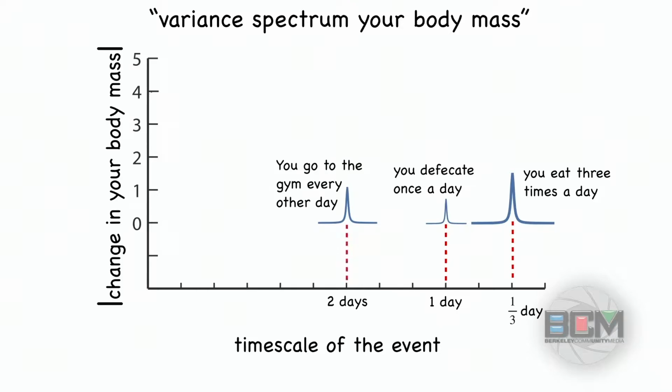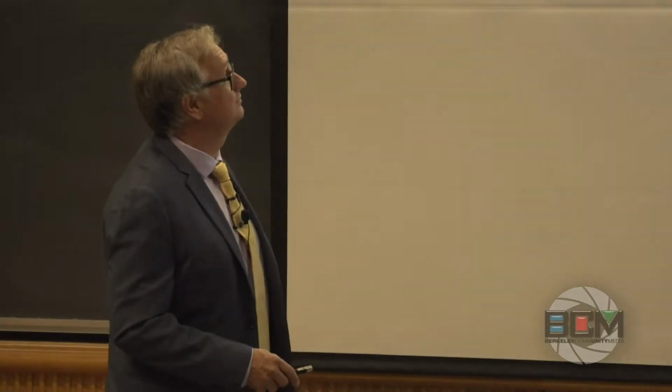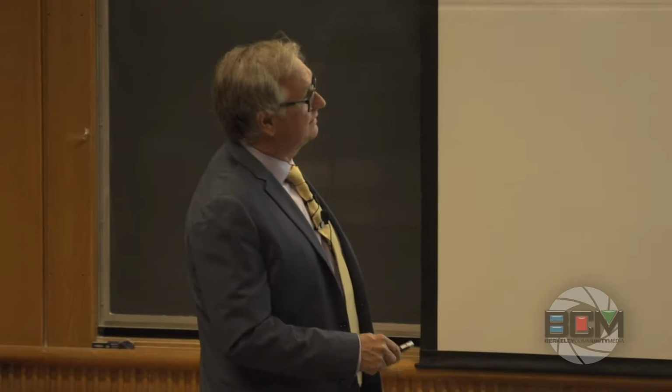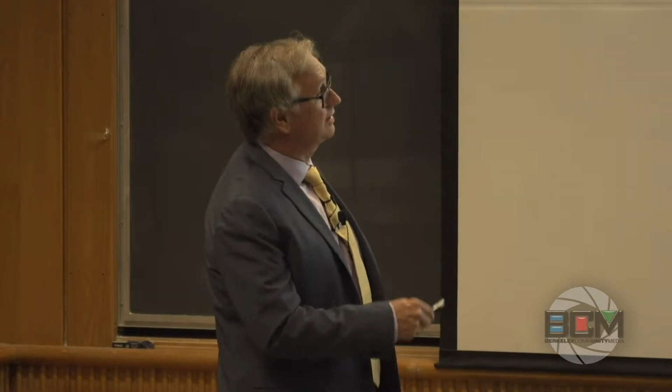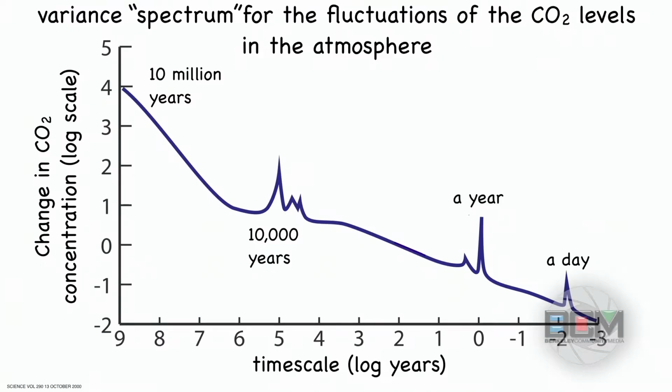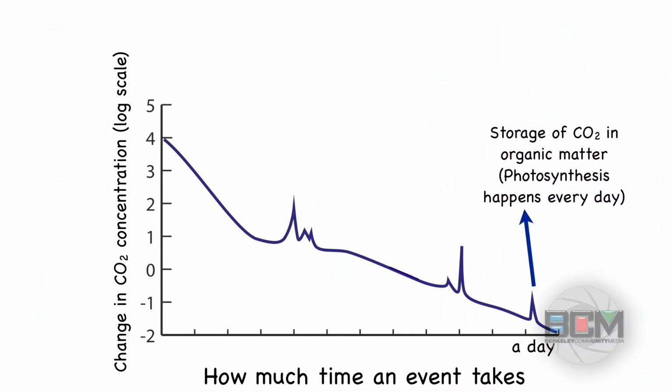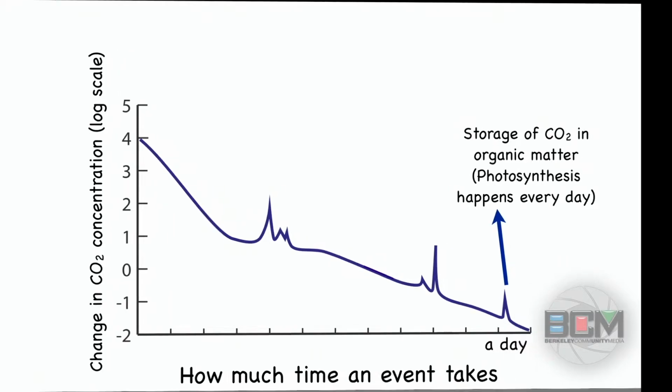So what is the variance spectrum of CO2 in the atmosphere? This is what it looks like. This is the time scale. It's a log-log plot, so it's a little bit messy. So there are various peaks on that, and these are the way in which the planet Earth responds to changing CO2 in the atmosphere. So for example, what is this peak? It happens every day. That's the time scale. That's photosynthesis. Plants take up CO2 in the sunshine, and they grow.